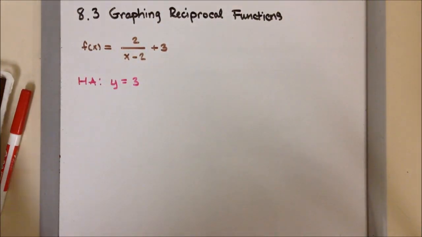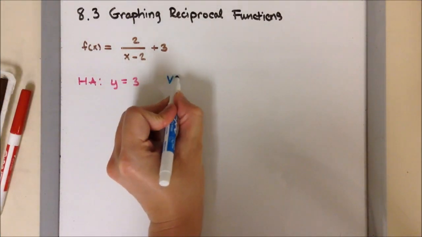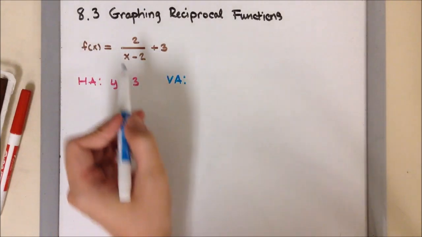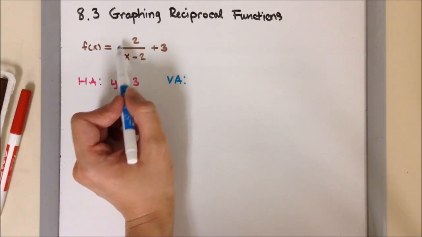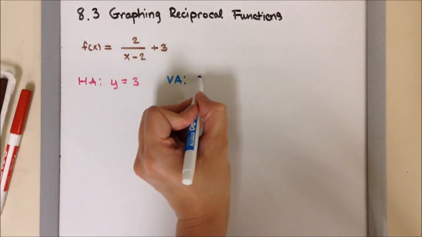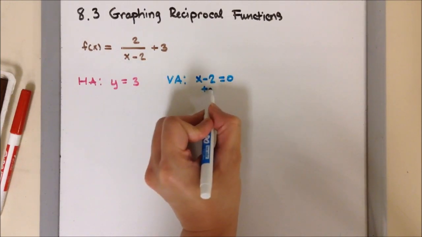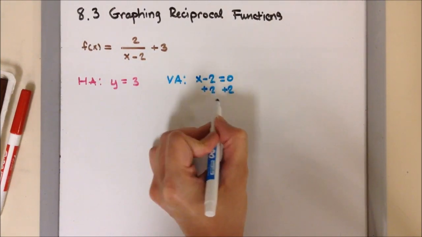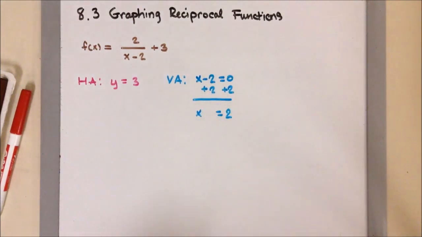Now let's take a look at our vertical asymptote. So the vertical asymptote is going to be related to what we have in the denominator. Since the fraction is in its simplest form, I'm going to set our denominator factor with the variable, x minus 2, equal to 0. I'm going to add 2 to both sides. So here we're going to have x equals 2. That's going to be our vertical asymptote.